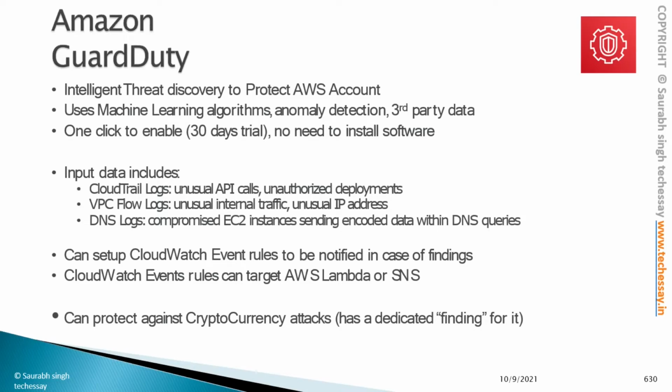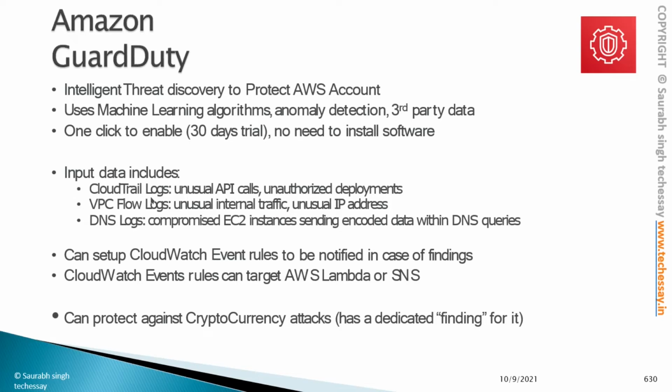So let's talk about Amazon GuardDuty. Basically, Amazon GuardDuty is an intelligent threat discovery service to protect your AWS account. It uses machine learning algorithms for anomaly detection, or third-party data for the same. And here we can enable it for a 30-day free trial. We don't need to install any software.